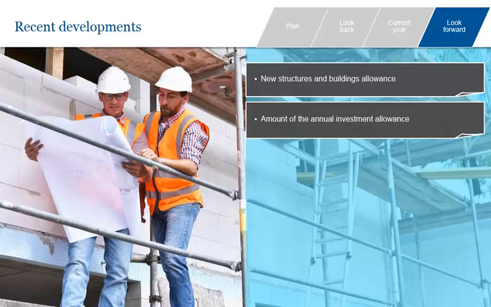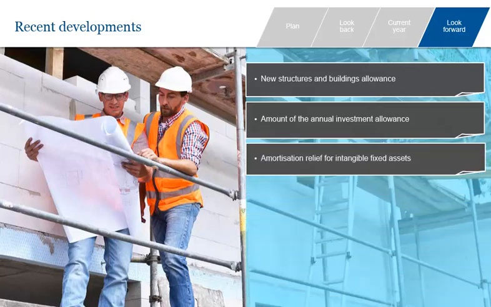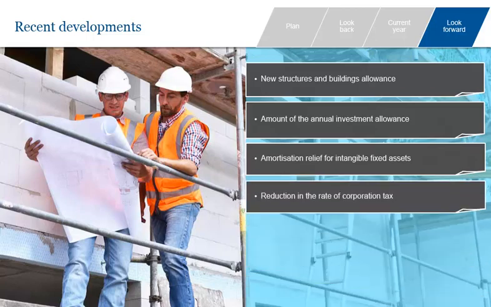Third, we have a new relief for goodwill and related assets acquired on or after 1st of April 2019 as part of the acquisition of a business which also involves the acquisition of qualifying IP assets. Next, we have the reduction in the rate of corporation tax. This will fall from 19% to 17% from 1st April 2020.